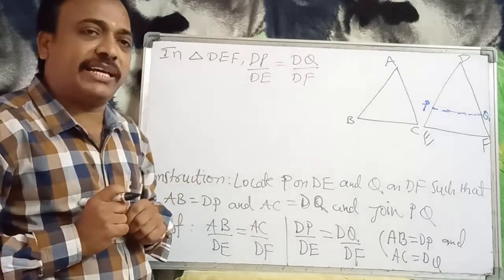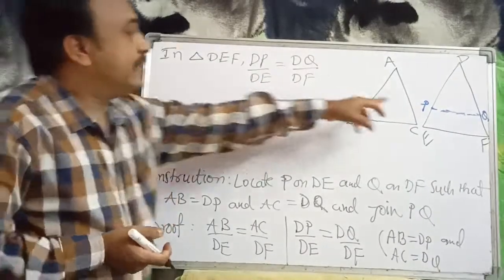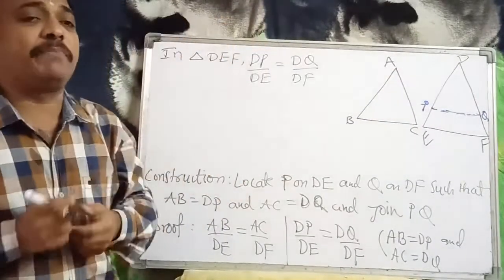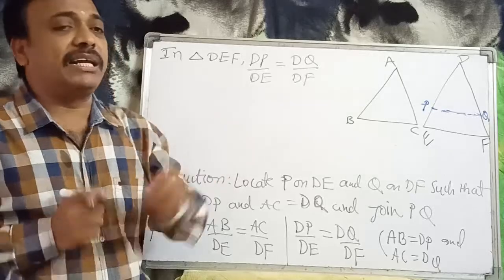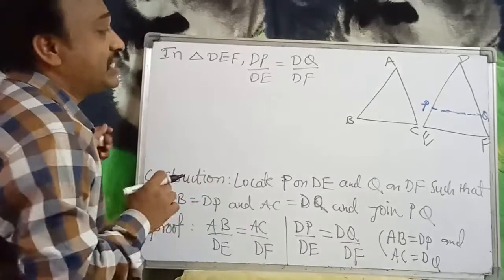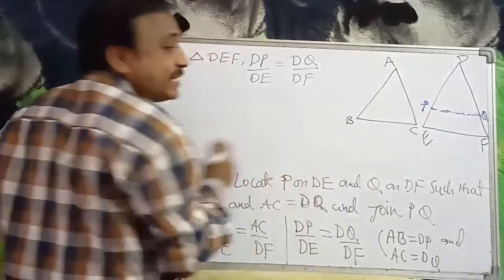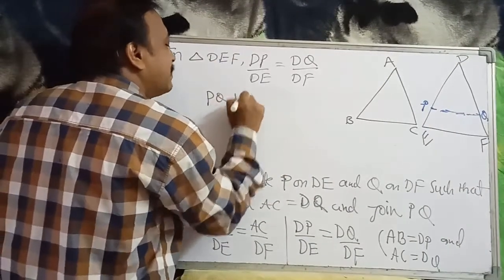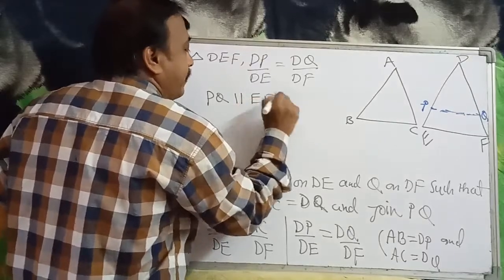From this, what can you say? DP by DE is equal to DQ by DF. When sides are in proportion, according to the basic proportionality theorem, the line is parallel. So which line is parallel? PQ is parallel to EF.